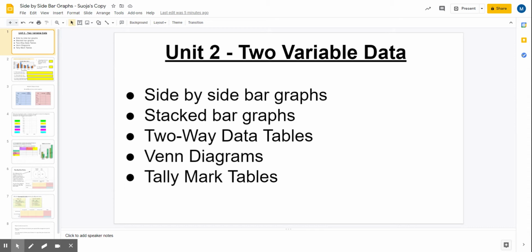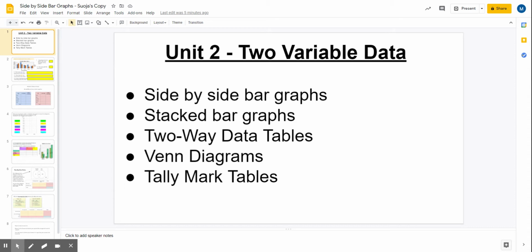This video is going to cover the side-by-side bar graph notes. You can find this in Canvas. It is something that you need to turn in for credit, so go ahead and open it up and follow along with me. We are starting Unit 2.